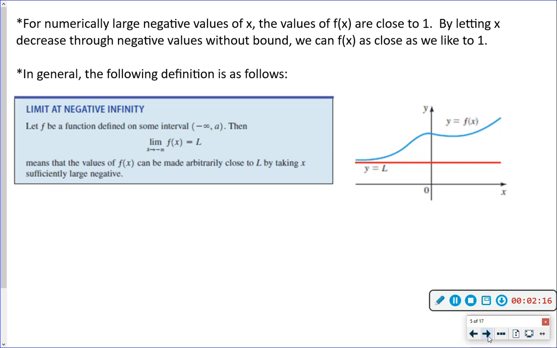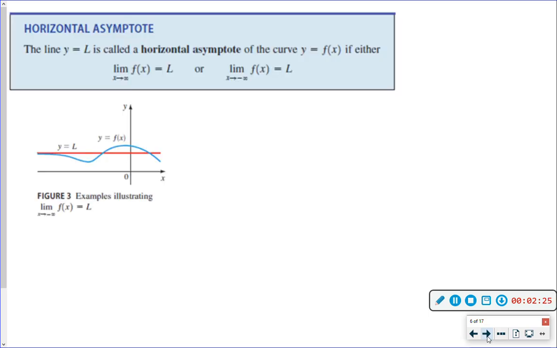And again, you can see that from a table. It's approaching 1. We can see it clearly from the graph. I cannot do direct substitution with negative infinity. Doesn't work out. All right, same thing here. We're just saying, of course, if they approach a value, remember, that is also our horizontal asymptote.